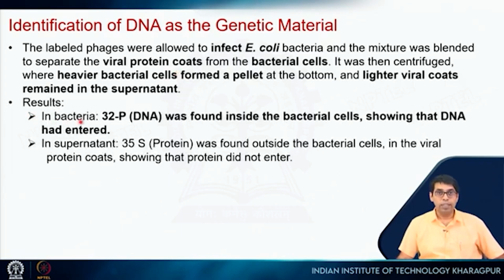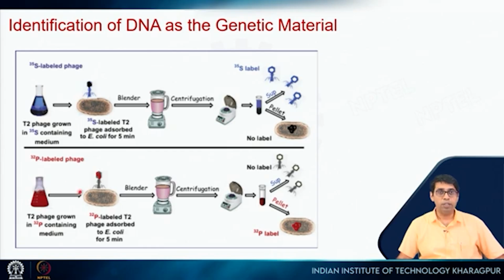The result that they found was that DNA was found inside the bacterial cell, but the supernatant had the protein. Okay, so there was P32 radioactivity inside the bacteria. There was no S35 radioactivity. The S35 radioactivity was only in the supernatant, right, which means that protein did not enter. It is the DNA which entered the bacteria, and this DNA is responsible for producing new viral particles inside the bacteria. So this is the schematic of the experiment.